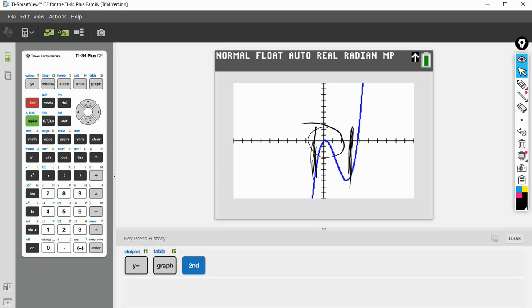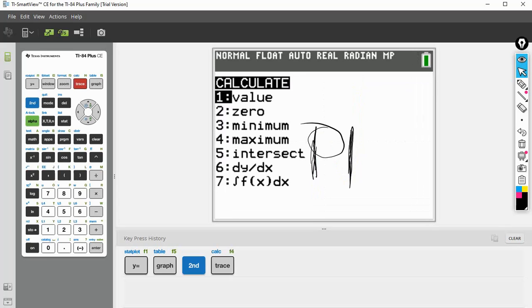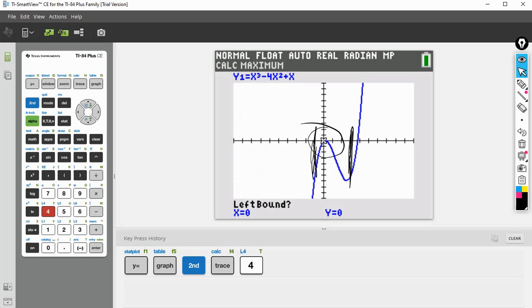You go second function, calculate, and you have option number 4, which says maximum. Hit that, and it's going to ask you for a left bound. A left bound means move the cursor a little bit to the left of where you think the maximum is, and we hit enter. Then it's going to ask for a right bound, and we move it a little bit to the right of where we think that maximum is, and hit enter.